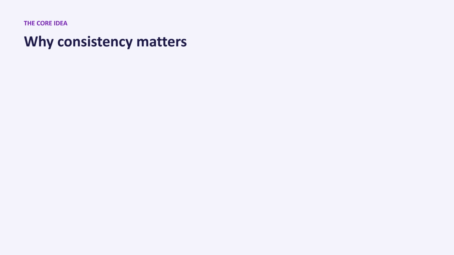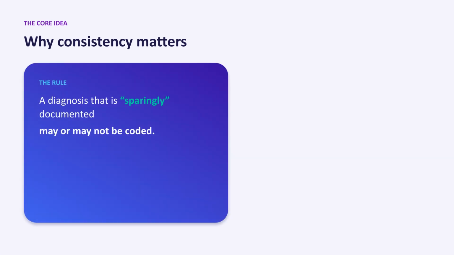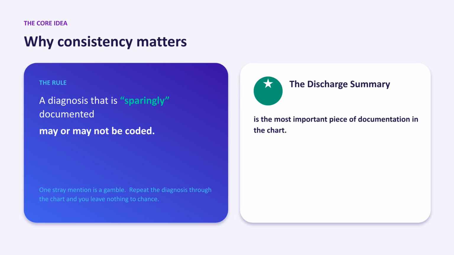Here is the core idea. A diagnosis documented sparingly may not be coded. If a condition appears once and then vanishes, the coder is left guessing. The discharge summary is the most important piece of documentation in the chart, as it summarizes the entire visit. Ensure your diagnoses are carried through to the discharge summary.